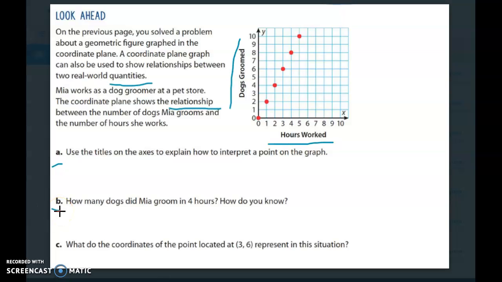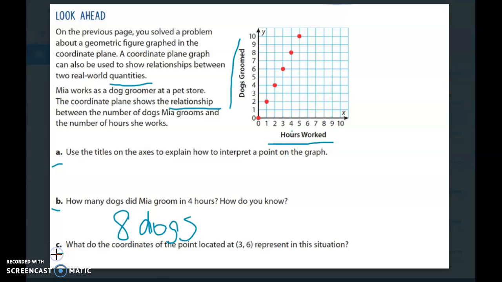How many dogs did Mia groom in 4 hours? So I'm going to look at my x-axis because that shows me how many hours she worked. So I'm going to go over to 4. Well, looking up at my graph, how many dogs did she groom within those 4 hours? Well, she groomed 8 dogs. How do you know? Because I understand what the relationship is between the x-axis and the y-axis. I look over at 4 and I go all the way up to 8 dogs.